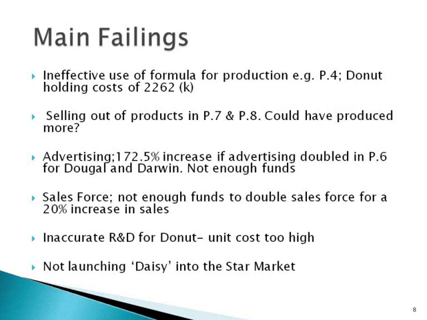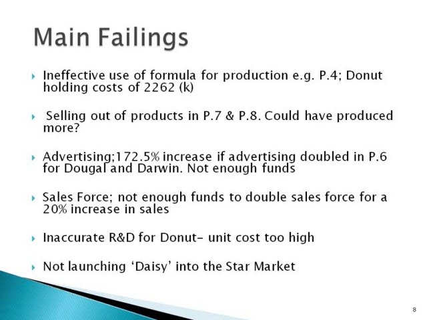And Dougal in period 8, losing out on revenue. Due to a lack of funding, we did not invest sufficiently in advertising, therefore not utilising the 172.5% potential increase in sales for Dougal and Darwin if advertising had been doubled in period 6. There was a potential to increase sales by 20% if we doubled sales force. However, we did not utilise this until the latter periods due to lack of funding.